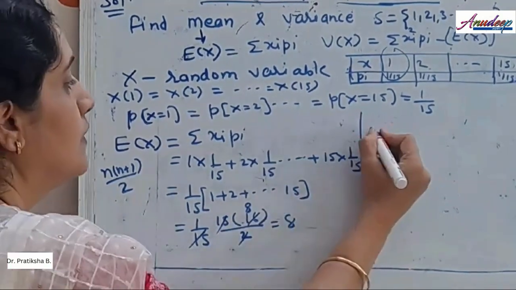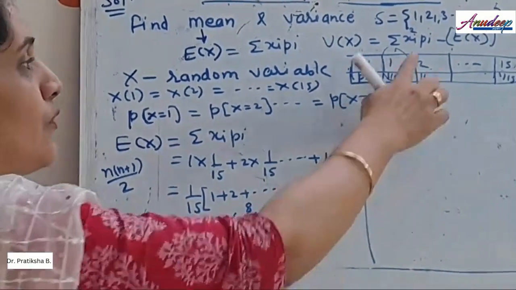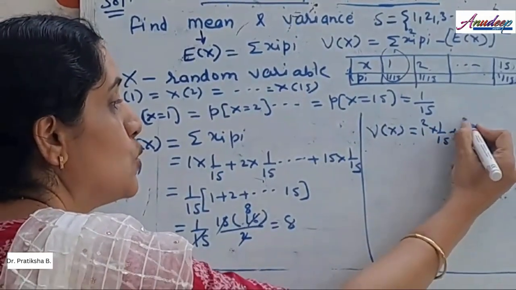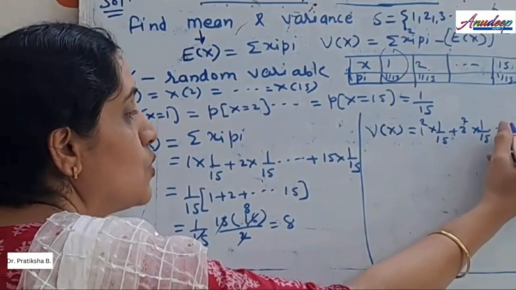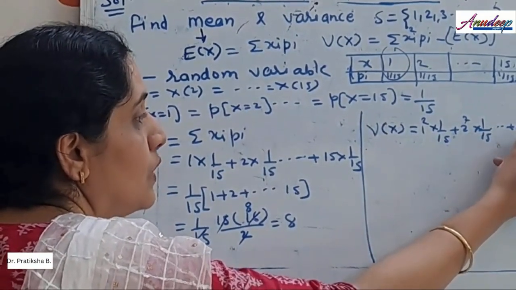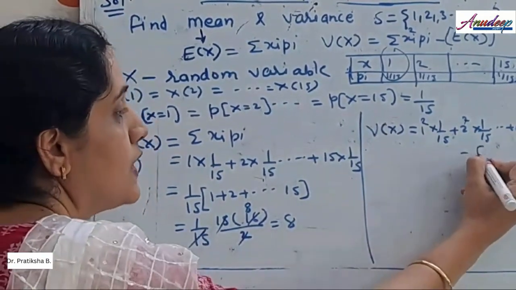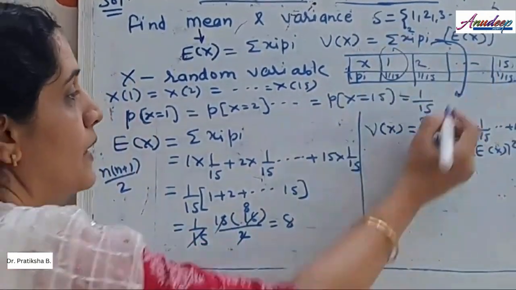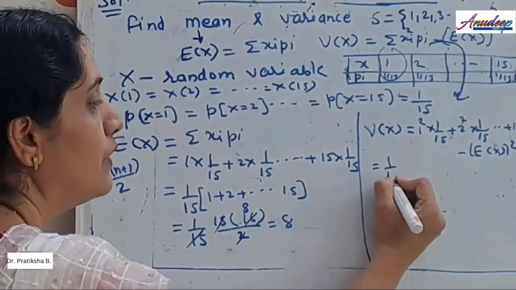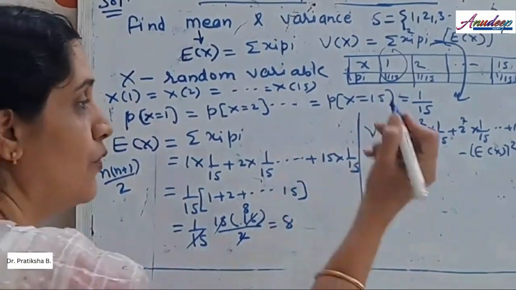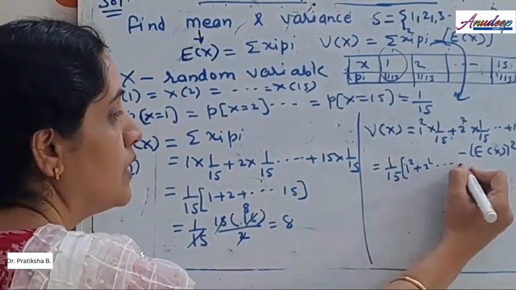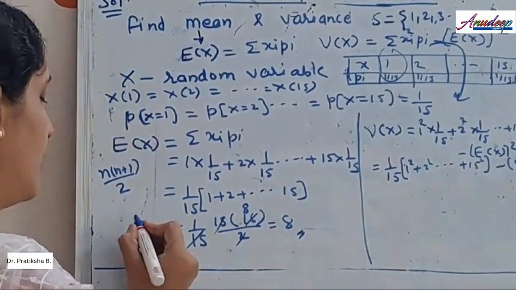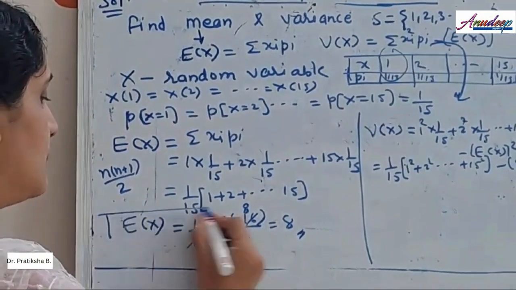Now for the variance, it is the summation of xi square into pi. So that means xi square will be 1 square into 1 by 15 plus 2 square into 1 by 15 and so on plus 15 square into 1 by 15, and minus the expected value of x the whole square. This is the formula that I am making use of. Now here, I can again take out 1 by 15 outside. What remains inside is the square of all the terms: 1 square plus 2 square up to 15 square, and minus 8 square. We have already calculated the expected value of x. Right? This is what we have already obtained.